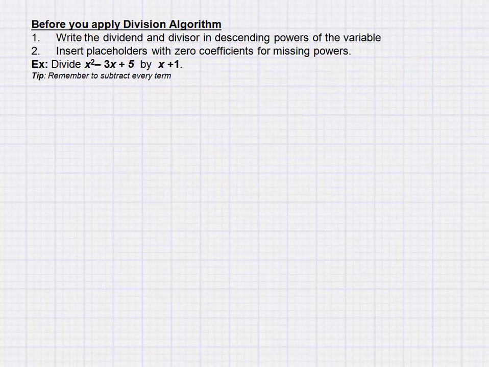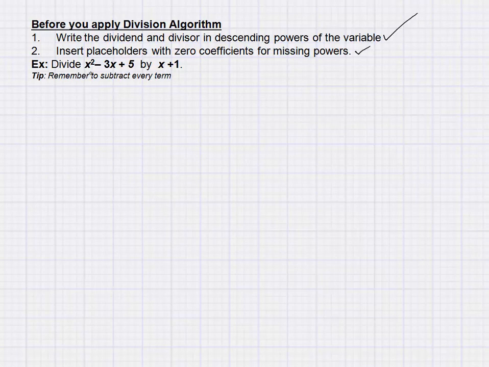So let's get some more practice with long division. Remember, key things you need to do before you apply the division algorithm or long division is make sure your dividend and divisor are both written in descending powers of the variable. Highest power first, then go down from there. Also, if you're missing a power for the variable, make sure that you have a placeholder for one of those missing powers. So put a 0 as the coefficient for the missing power, and I'll show you an example of that.